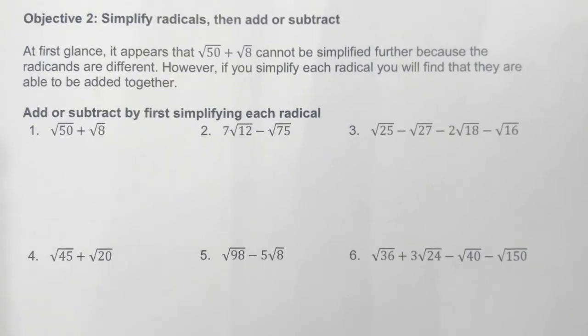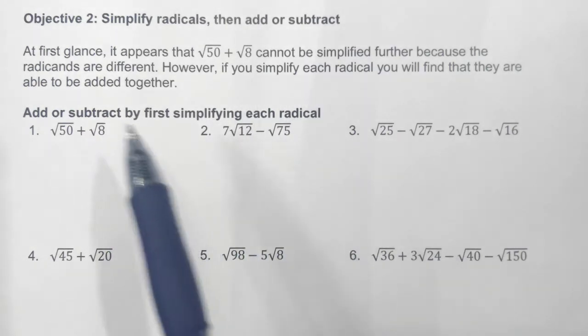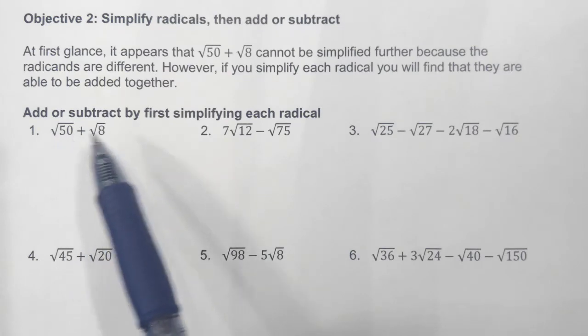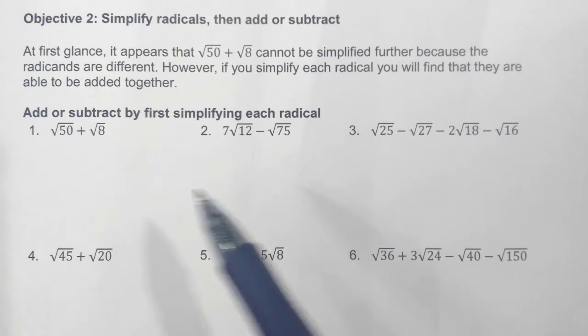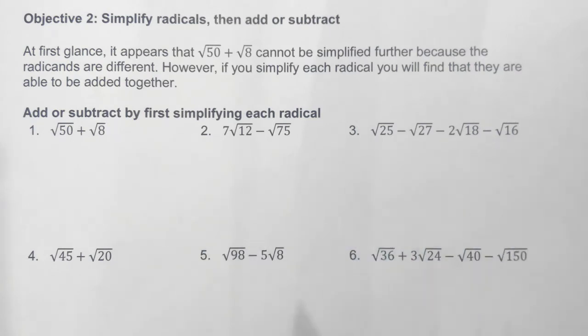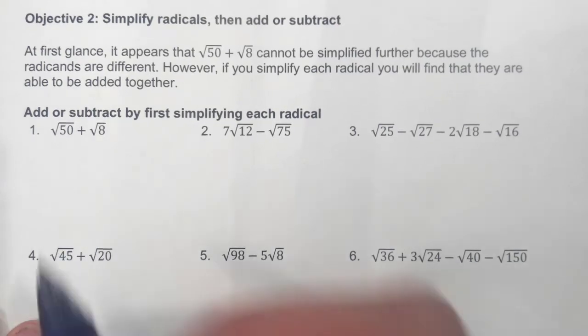Objective 2, we're still going to be adding and subtracting radicals here, except what you'll notice is at first glance these look like they are not able to be combined, but we'll simplify these radicals like we did in the last section or two, and we'll see that they actually end up being able to be added together.